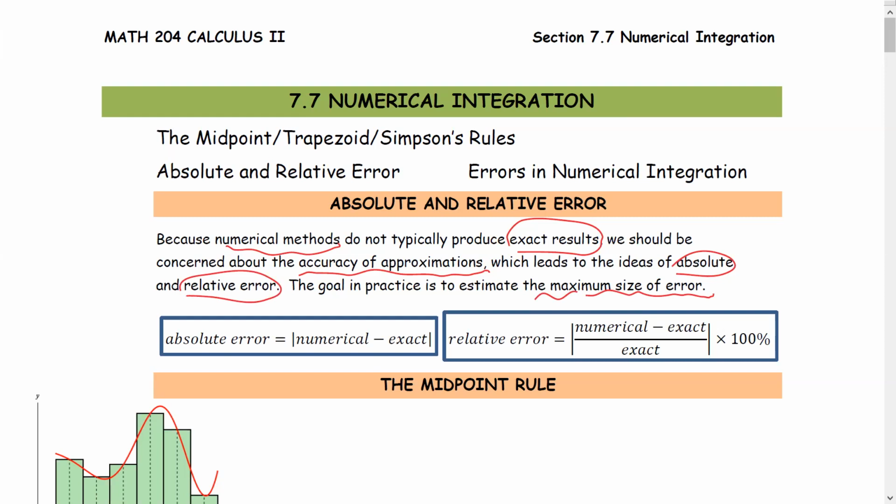And it can be computed by using the absolute error, which is numerical minus the exact, divided by the exact solution, in absolute value, multiplied by 100%.